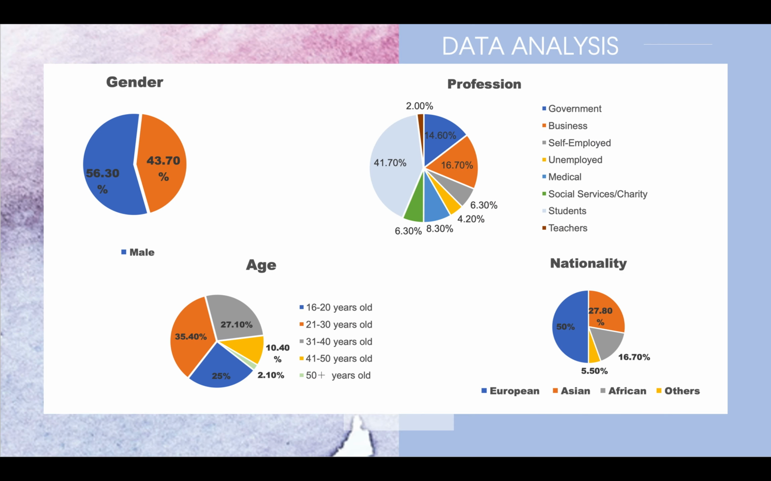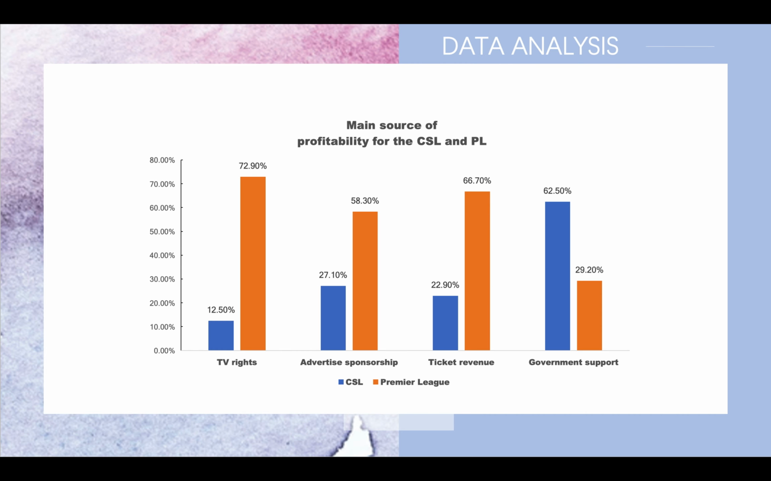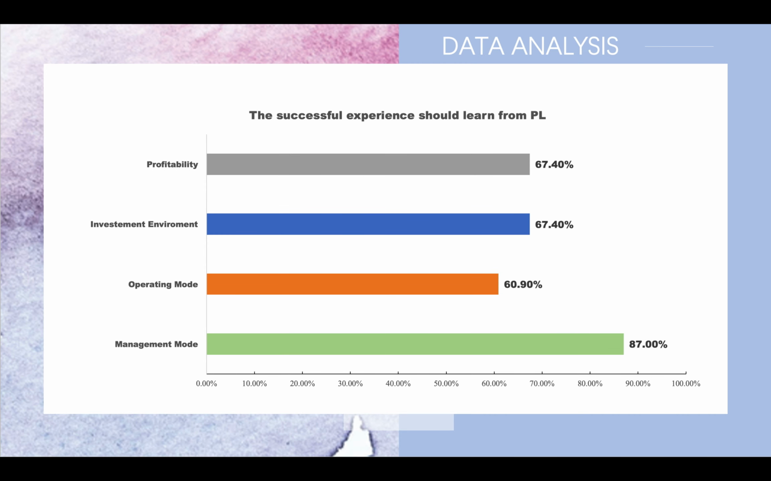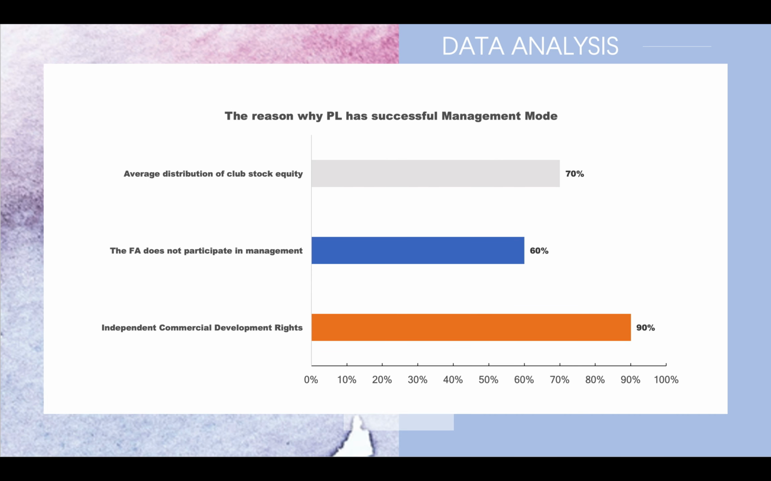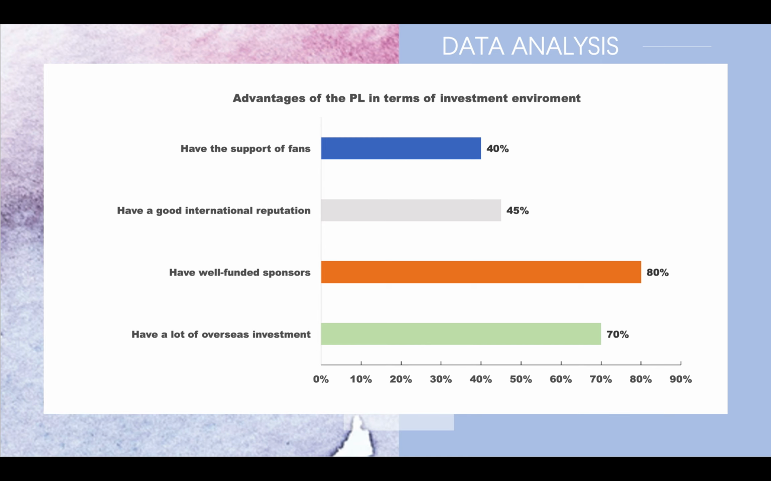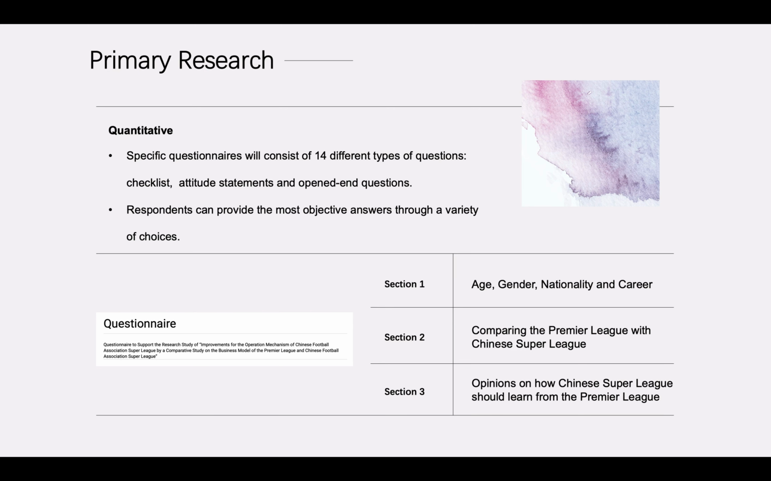Questions are divided into three sections. The first section includes 4 questions related to age, gender, nationality, and career. The next section focuses on comparing the advantages of the Premier League with the disadvantages of the Chinese Super League. The last section is to collect opinions on how the Chinese Super League should learn from the Premier League. This will link the findings to the survey objectives.